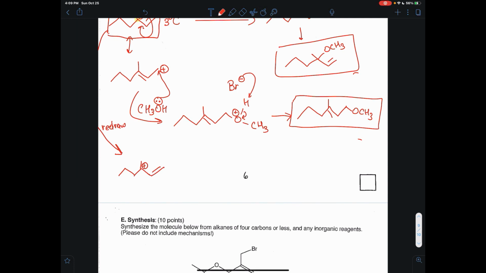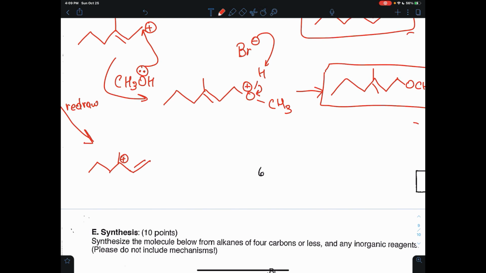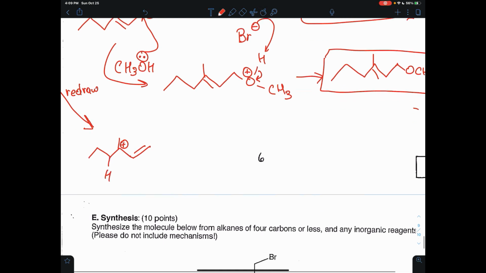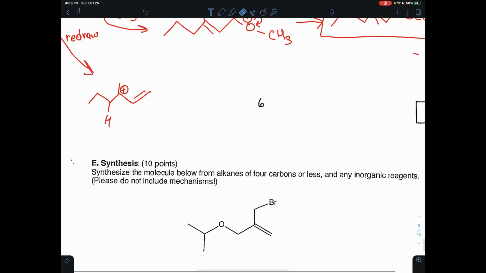and then a double bond. So now the adjacent hydrogen next to this positive charge is gonna be right here. And I'm gonna have this weak base that I formed, the CH3OH. The CH3OH is gonna come in, grab this hydrogen, and form a double bond, and I'm gonna end up with this product.